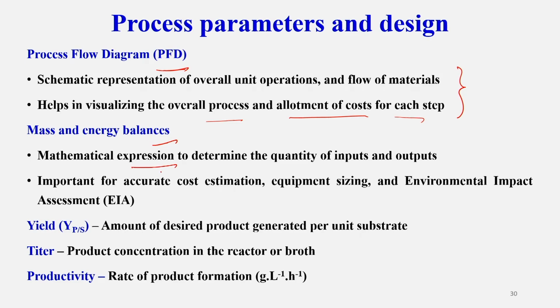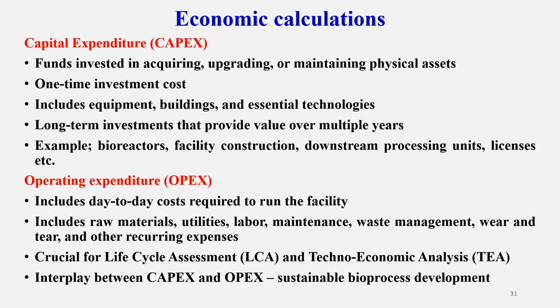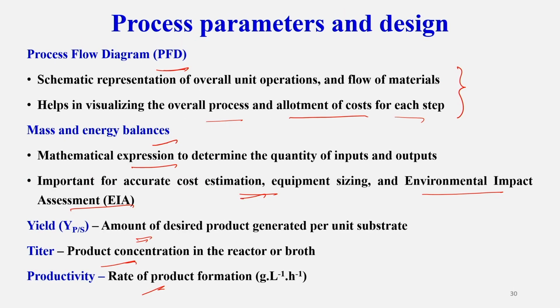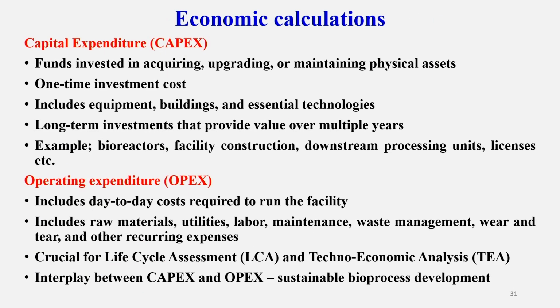This is a mathematical expression to determine the quantity of input and output, and this is very important for the environmental impact assessment. So, one can calculate the yield, what should be the concentration and what is the productivity. In addition to process flow diagram and mass and energy balance, it goes for the economic calculation as well, like capital expenditure.